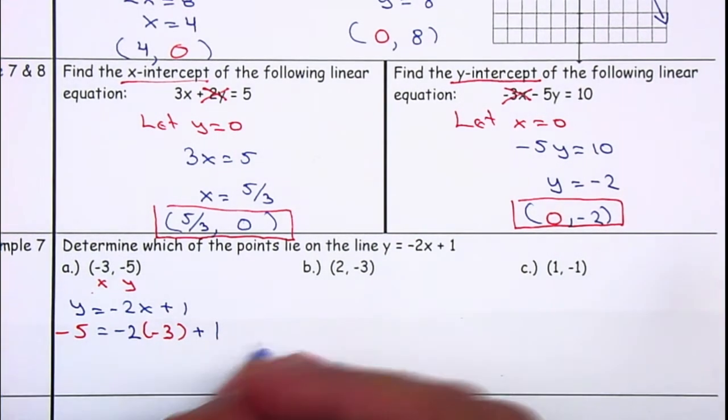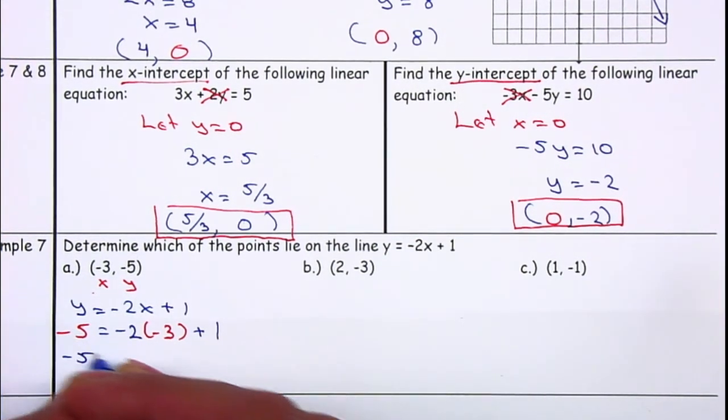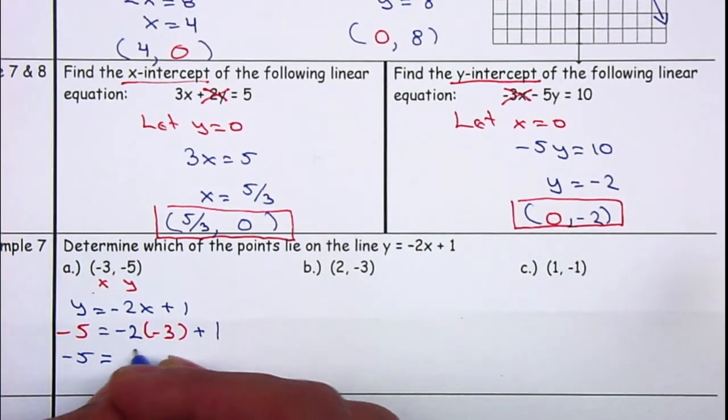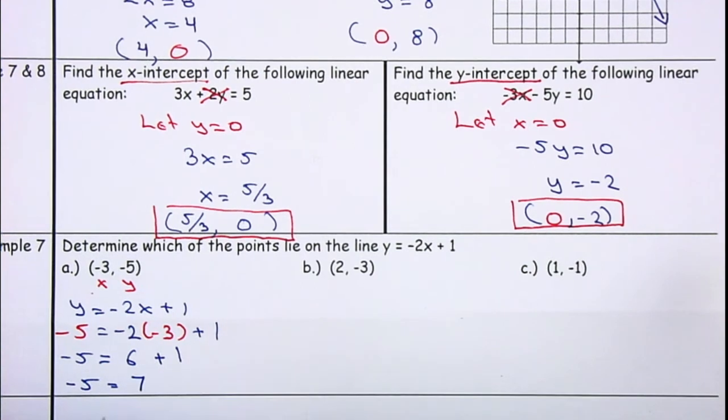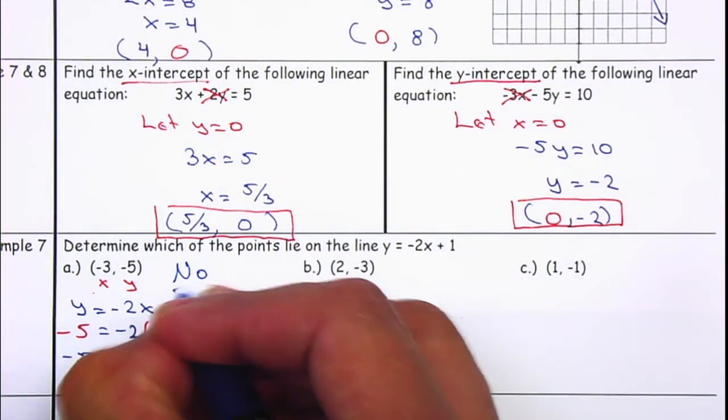I'm going to simplify the right hand side. I'm going to bring down the negative 5. Negative times negative is positive 6 plus 1. Is negative 5 equal to 7? No. So this is not on the line.